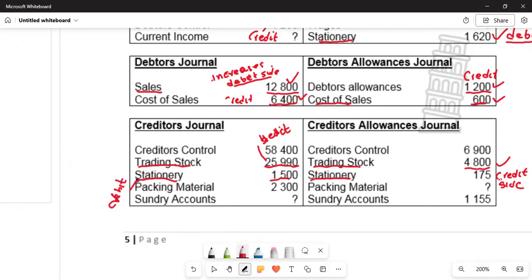It goes on the credit side. Because we are talking about creditors allowance, it means return stationery to supplier. We did return stationery to our suppliers. So when we return it, it means the stationery now is going to leave our business. So that is why it goes on the credit side. Hope we get it very well.